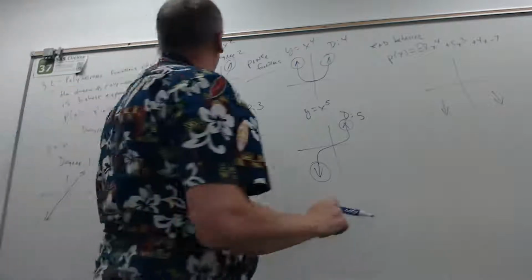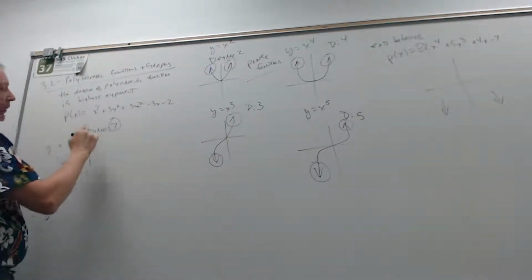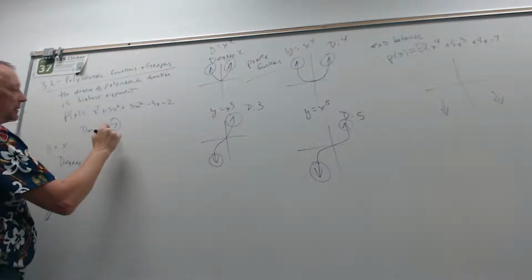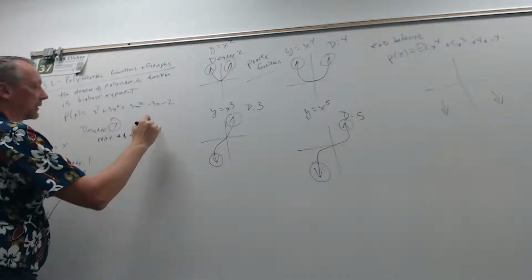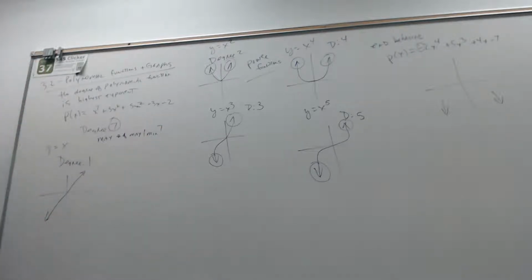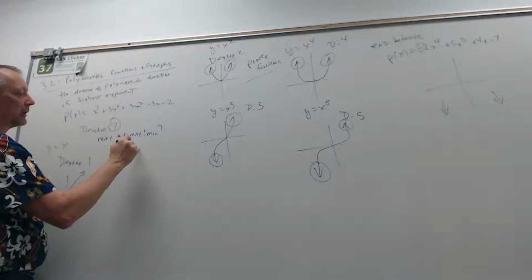Now, the other thing that I want to point out here, when we talk about a degree of 7, what is the maximum number of maximums and minimums? You guys know? If you don't know, I'll tell you. It's always the degree minus 1. So it's the degree minus 1.